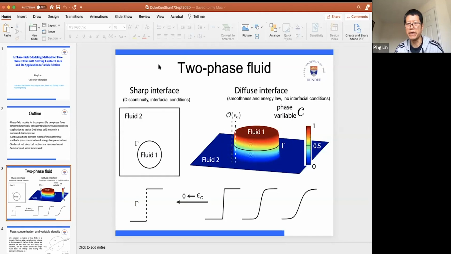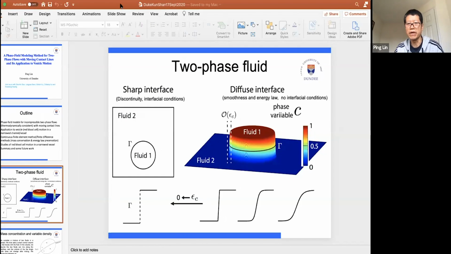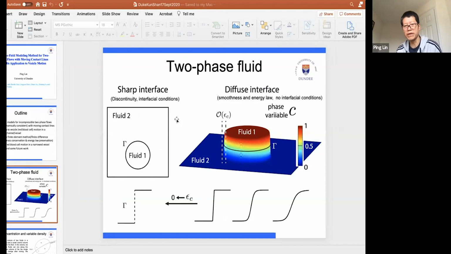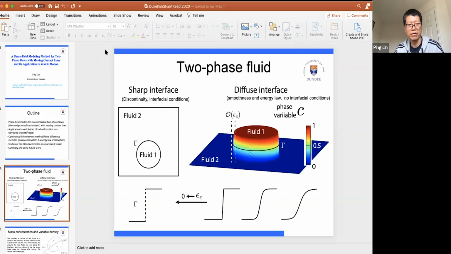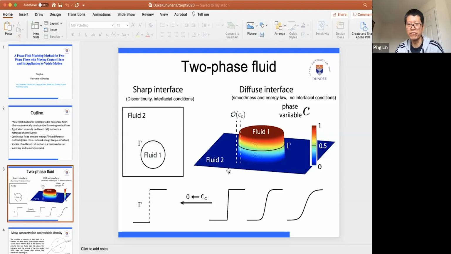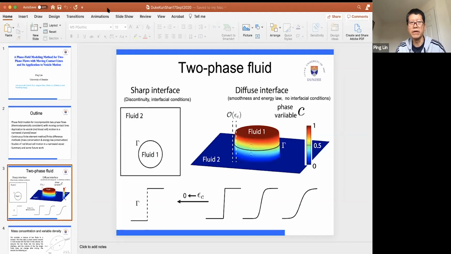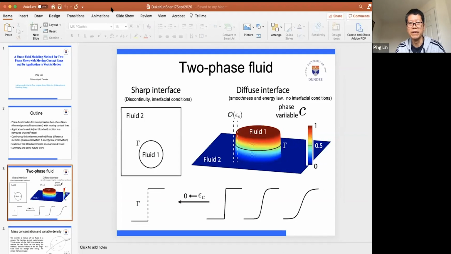and you have an energy law. Especially for PDE analysis, the energy law will give you some estimation of solutions. That will help you to do some analysis in PDE as well. So there are many benefits of doing this. That's why the phase field method, or diffuse interface approach, has become very popular in recent years.